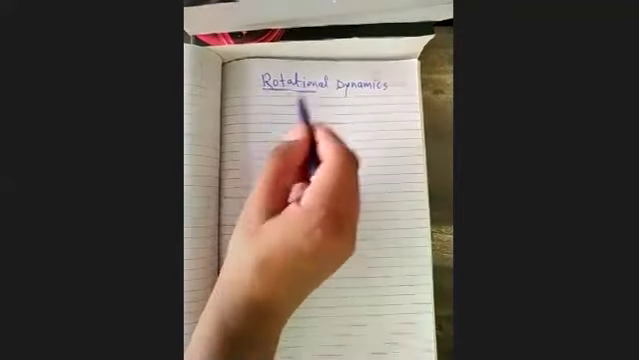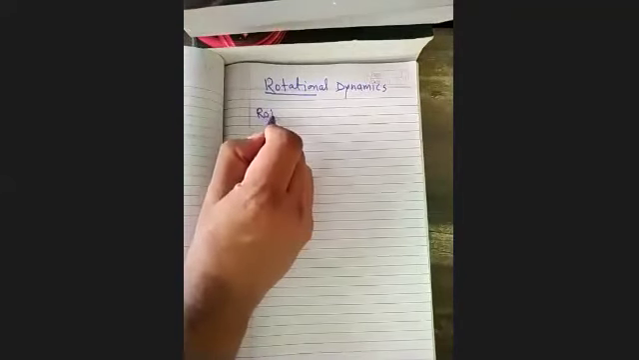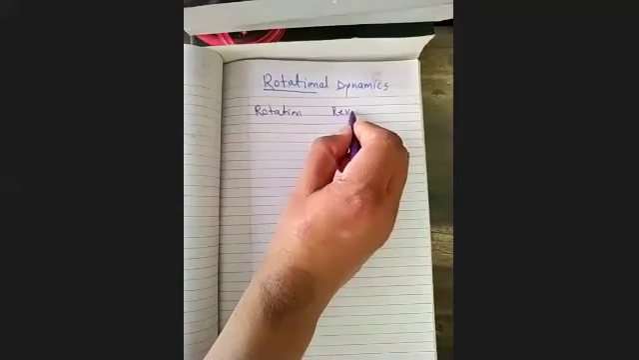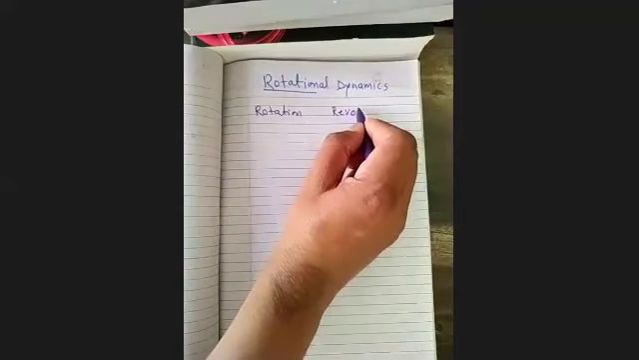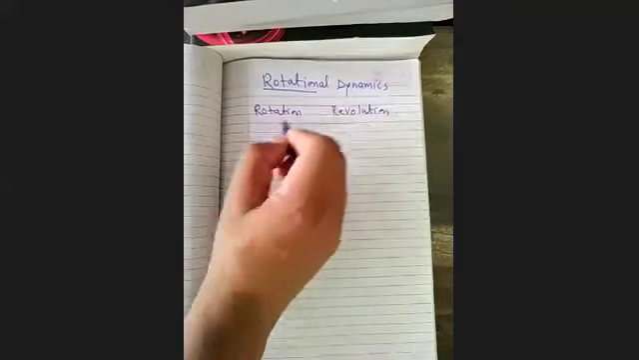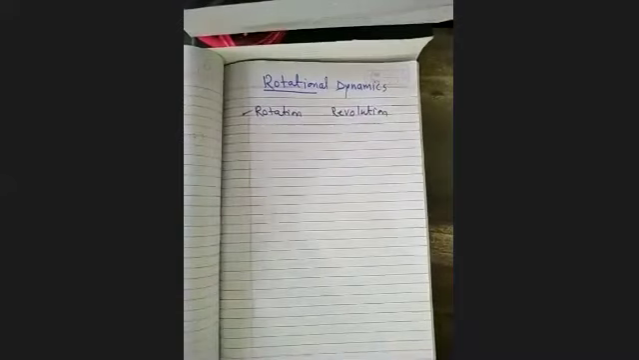So from the starting of this chapter, we need to focus on every point of this chapter, right? So why am I putting more emphasis on this chapter? Just because it is quite important, right? Rotational dynamics, the word itself says rotation. Rotation and revolution are two different things. Rotation is a different thing and revolution is a different thing.